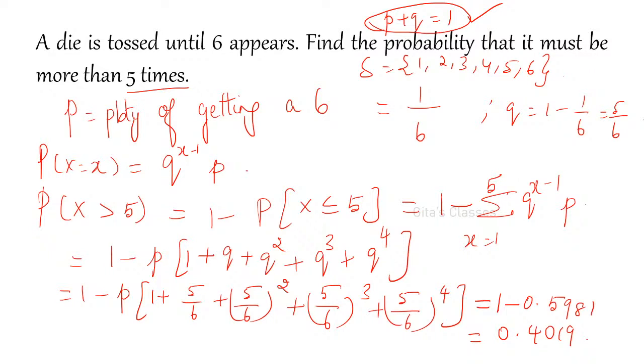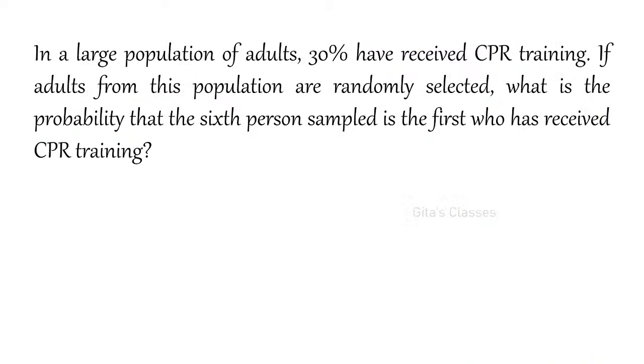So 0.4019. Even Varun and Dinesh, I think you have found out this value, right? This value is 1 minus; it should be subtracted from 1. Don't forget that. Yes, 0.4019 is correct, Kirtika. You got it. Okay. So one more question I'll give you as homework.